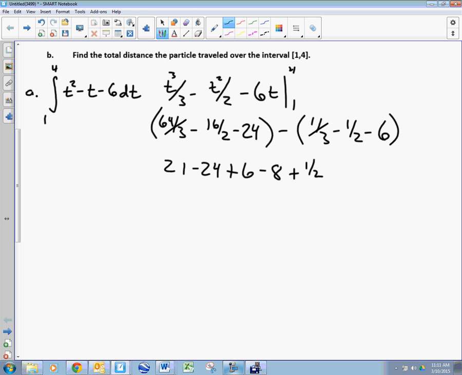So let's go through this. 21 minus 24 is -3, plus 6 is 3, minus 8 is -5, plus 1/2 is -4 1/2, or -9/2. So it's -4.5 units from where it originally started. Did it move backward or forward in the end? It moved a little bit backwards.